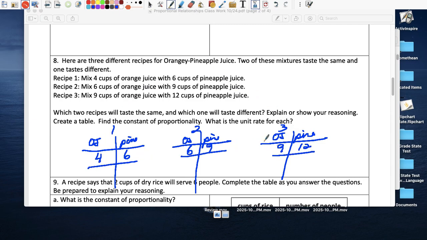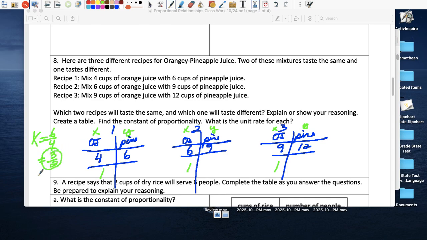So let's find the constant of proportionality and the unit rate. So let me write a 1, a 1, a 1. So if I have 1 cup of OJ, how many cups of pineapple do I need? Well, first we need to find the constant of proportionality. So let's do that for this one. We're going to do x and y. If OJ is x and pineapple is y, we're going to do 6 over 4. And if you simplify that, you get 3 over 2. So that's the constant of proportionality.